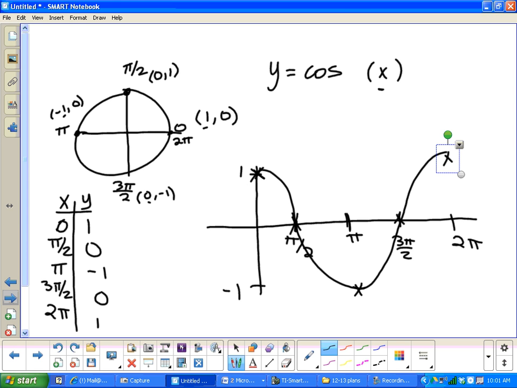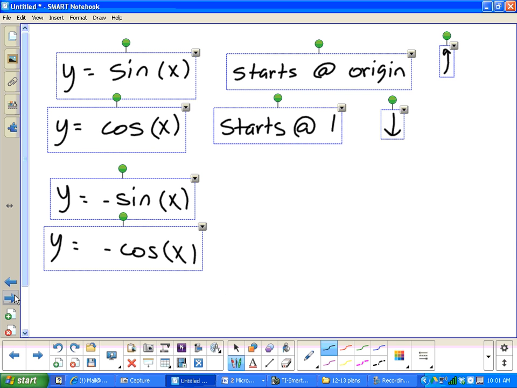Okay, now what we're going to do in today's lesson is we're going to mess with it a little bit. We're going to look at what happens when we throw a number in front of the cosine, or what happens when we throw a number in front of the x right there. Okay, so we'll look at some examples. Now let me kind of summarize with you just a little bit from this page.